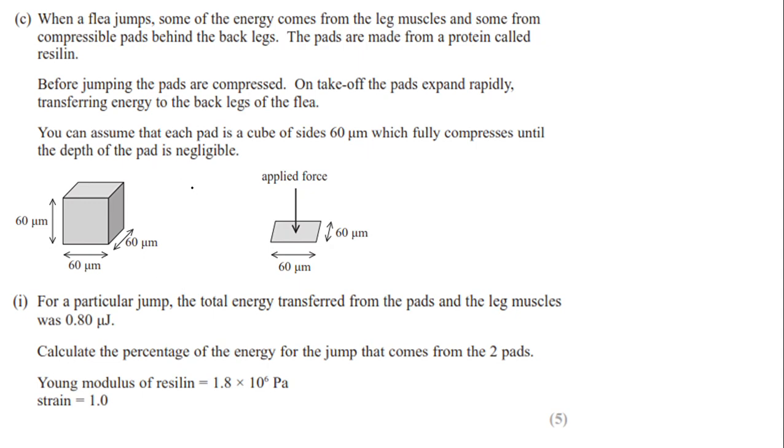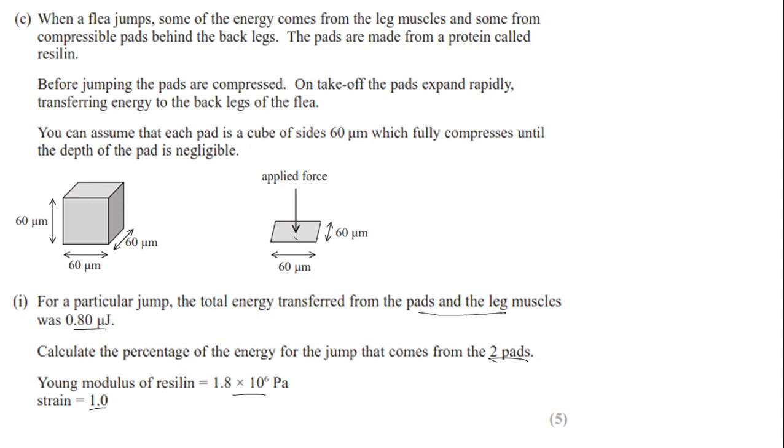You can assume that each pad is a cube of size 60 micrometer, which fully compresses until the depth of the pad is negligible. So this is a model of a pad, a cube of 60 micrometer, and when it is compressed from the top, fully compressed, you only have a flat surface. It is just an assumption: for a particular jump, the total energy transfer from the pads and the leg muscles was 0.8 microjoule. Calculate the percentage of energy for the jump that comes from the two pads. Young modulus of resilin is given and strain is given.